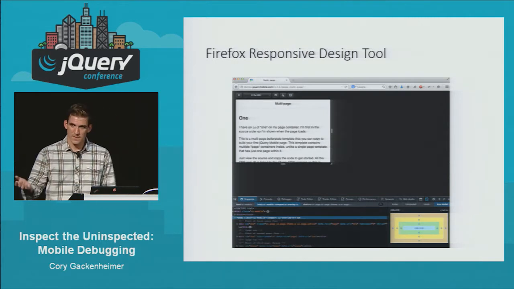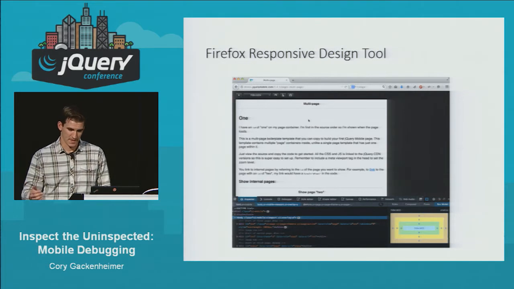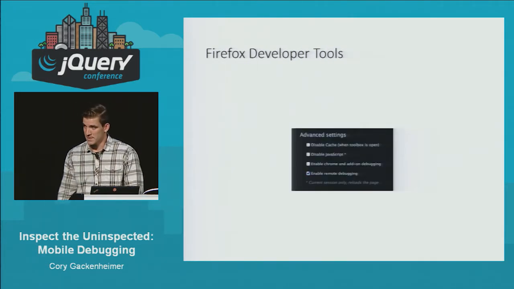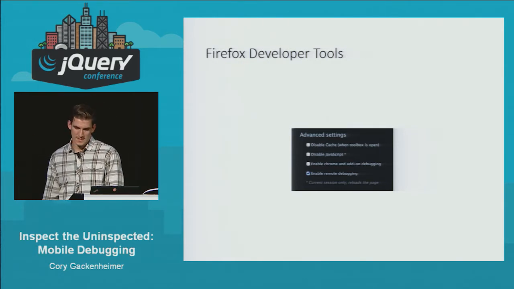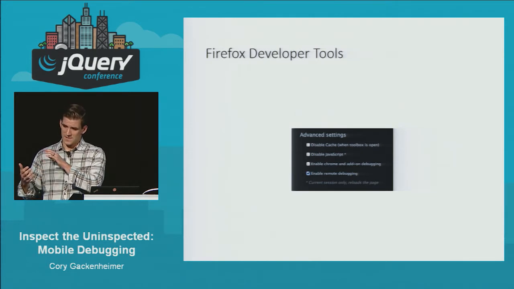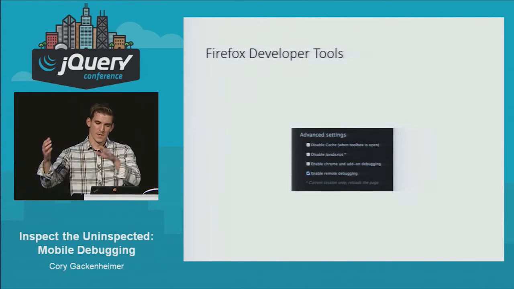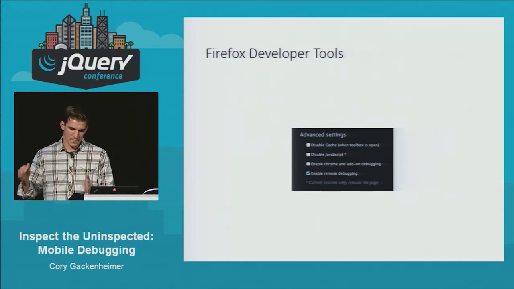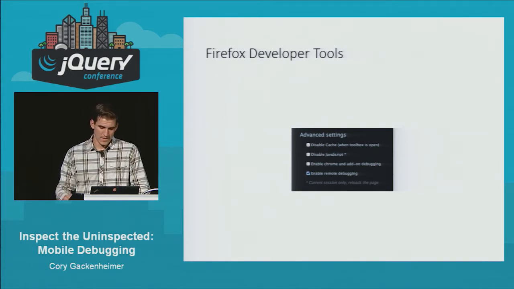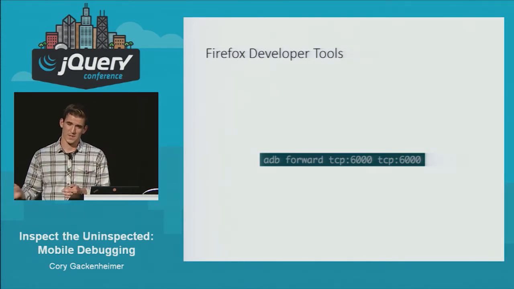I use it a lot when I'm doing any of my initial work with a mobile site, just to see what's going on. They do have remote debugging as well. So again, you enable it on your Android device. You have Firefox for Android. In the settings, there's developer options, and you can enable remote debugging in there. And then also on your desktop tools, you enable remote debugging with that little checkbox that you see there. Again, you have to forward your ports like you had to do with Opera.